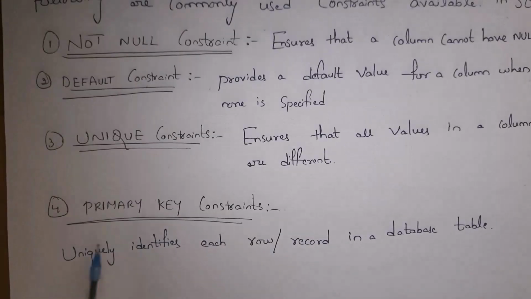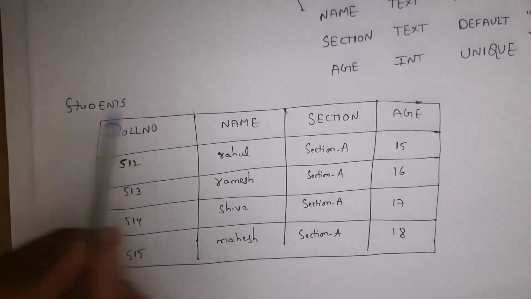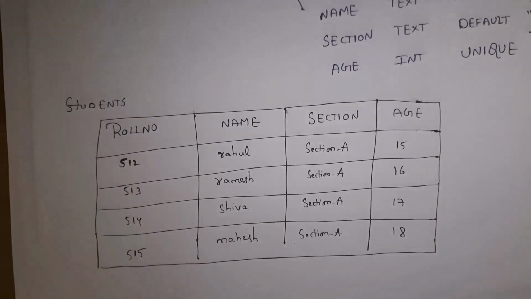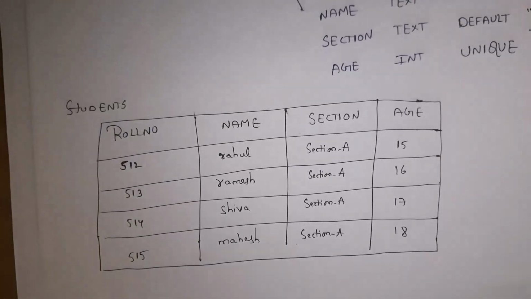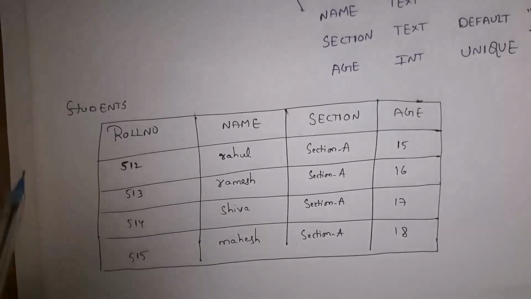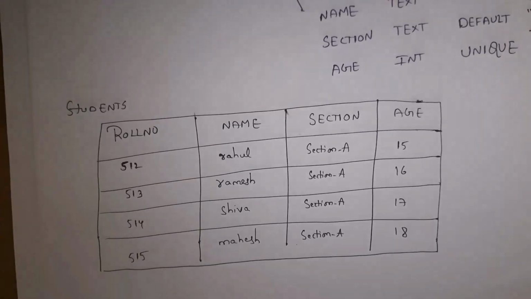Next I will explain primary key constraint. Primary key constraint uniquely identifies each row or record in a database table. For example, if you consider the roll number column, we will give different roll numbers for each student. We cannot give same roll numbers. If any column contains unique values, then you can set that column as primary key. Primary is nothing but main key. If you set primary key for roll number column, then this column acts as the main column.